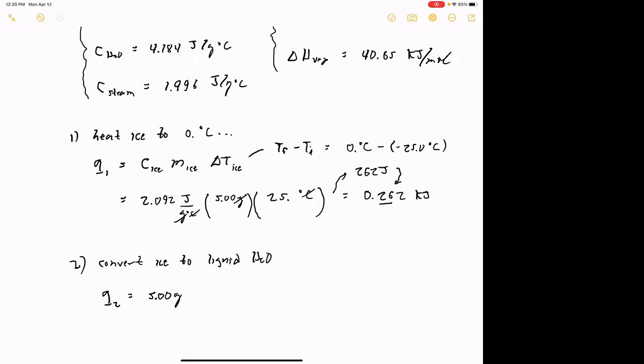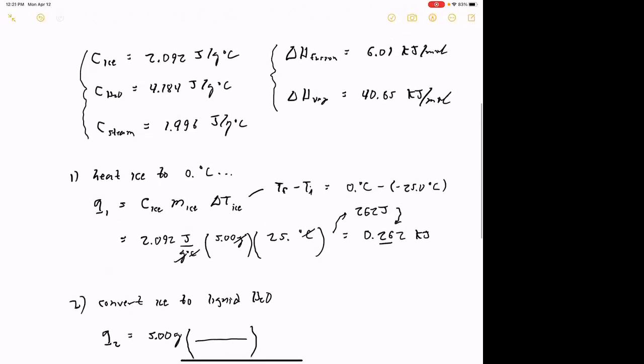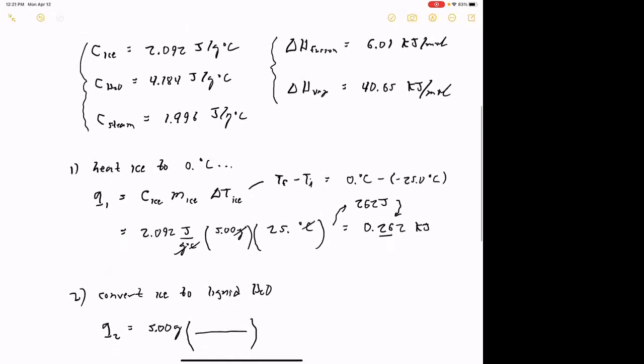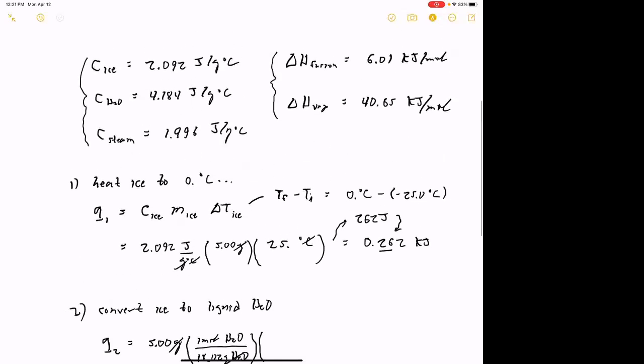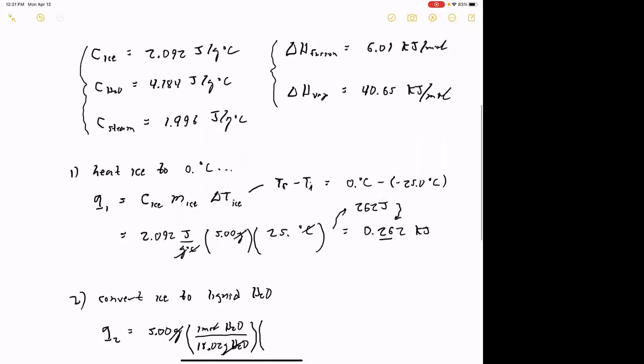Now, I need to convert that to moles. The reason for that is if you look up at my delta H value, it's 6.01 kilojoules per mole of ice that I melt. So that's why I have to get from grams to moles. We'll say that 1 mole, it doesn't matter whether it's ice or water, we'll just call it H2O, is 18.02 grams of H2O. Grams will cancel with grams there. Now I can use my delta H of fusion, which is 6.01 kilojoules per mole of water.